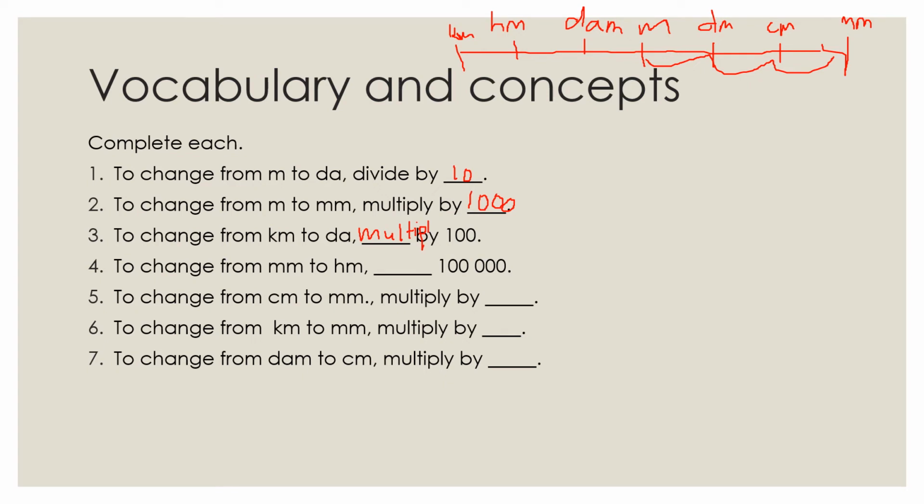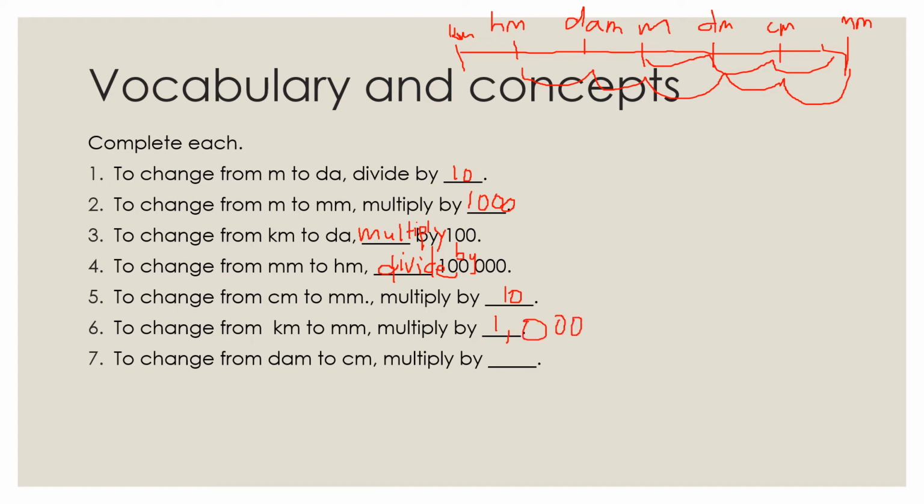Okay, next. To change from millimeter to hectometer, so here, 1, 2, 3, 4, 5. So we need to what? Divide. Divide by 100,000. Okay, so answer is divide by, na? Then to change from centimeter to millimeter, multiply by 10. Okay? And to change from kilometer to millimeter, you need to multiply by 1 million.